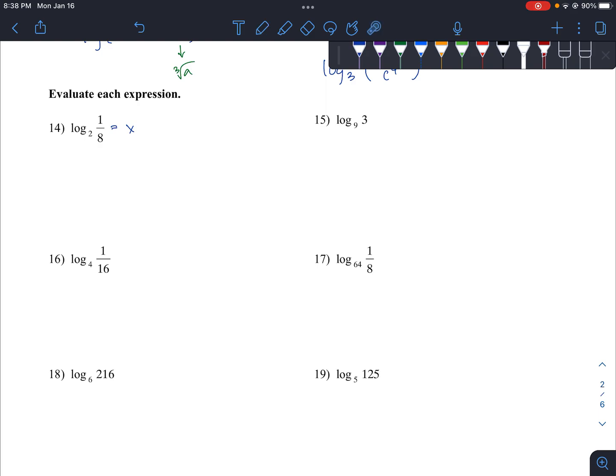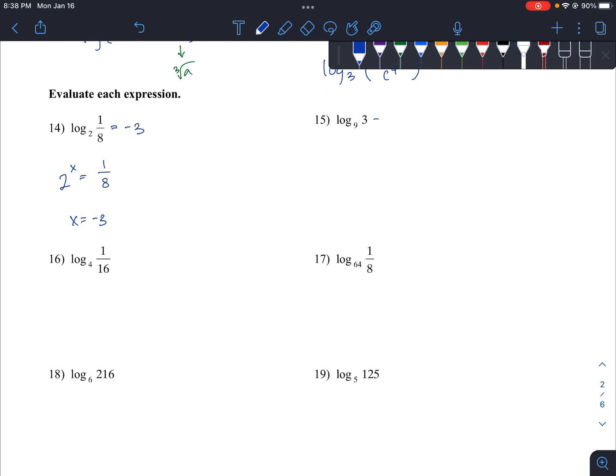But what we can do is we can rewrite it in exponential form. So exponential form would say that this would be 2 to the x is equal to 1/8. And I know that 2 to the power of 3 is equal to 8. And since this is 1 over 8, then that just means that the exponent will be negative. So this means that x will be equal to -3. So in this case right here, this logarithm has to be equal to -3.